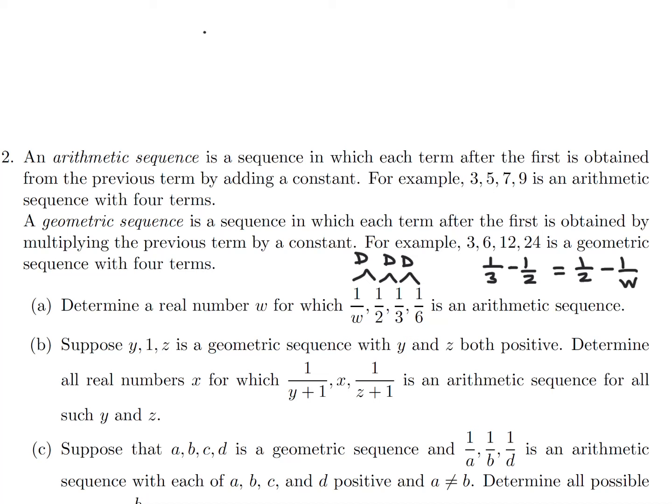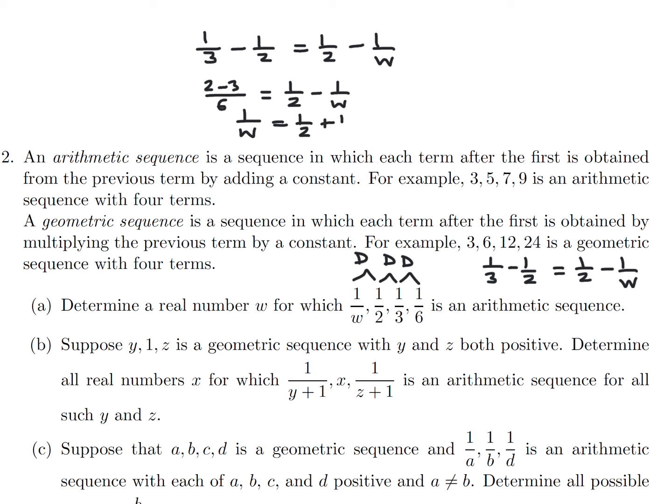So let's do the math here. 1 over 3 minus 1 over 2 is equal to 1 over 2 minus 1 over W. So we've got 2 minus 3 over 6 is equal to, let's see here. Well, let's just keep it in fractions for now. So that means 1 over W would be 1/2, and that's what? Negative 1 over 6? So it would be plus 1 over 6, I believe.